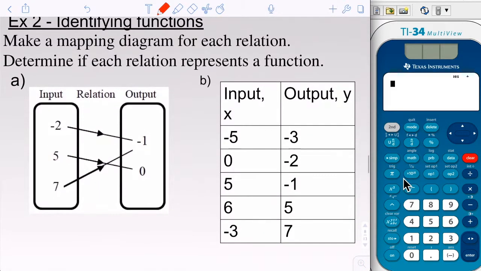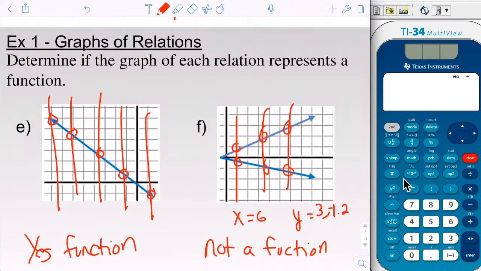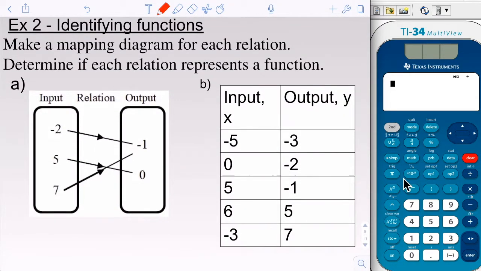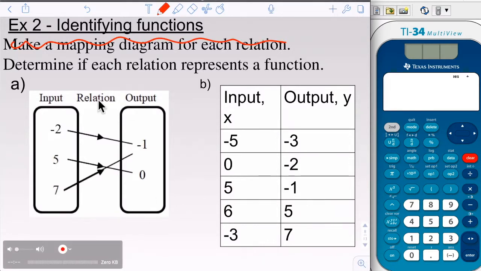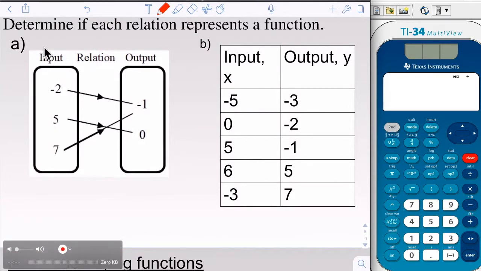Now, we would like to be able to do the same thing, but without having a graph. Essentially, our job is the same. Will the relation we're looking at pass the vertical line test? And I don't really like these directions much anymore. We don't need to write a mapping diagram. By the way, this is what a mapping diagram looks like. It's 2 bubbles showing input, output, but there's more than one way of showing a function, like a table. It's a fine way of showing a function, so we don't need that. So we want to determine if each relation represents a function. So ignore those directions.